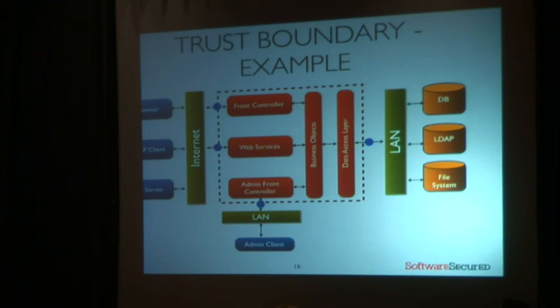But we're not putting validation controls. We are identifying code that is dealing with trust boundary violation issues. And when we cross the trust boundary, this is when data is received, data is sent. So these are the places we need to look at.